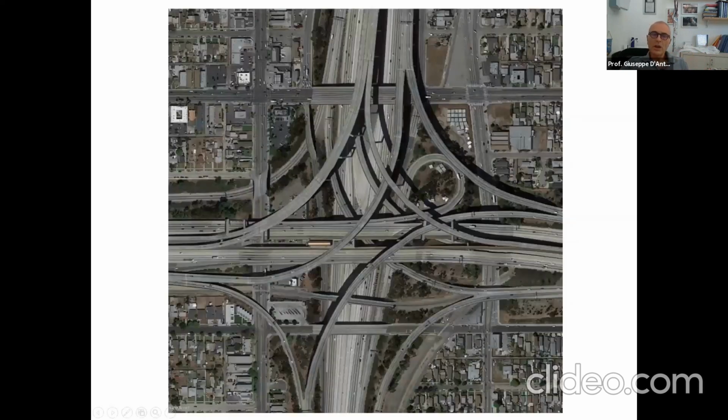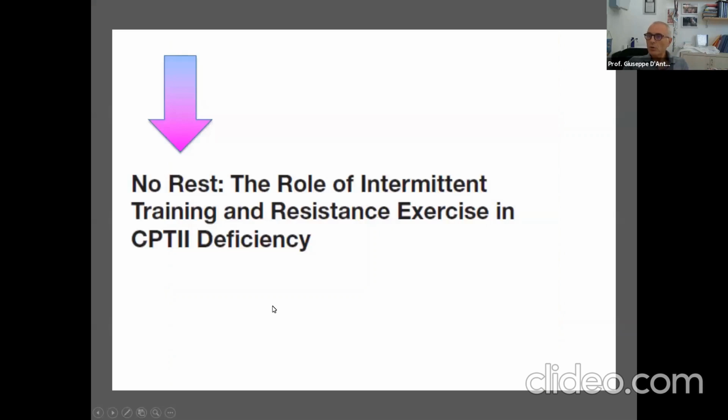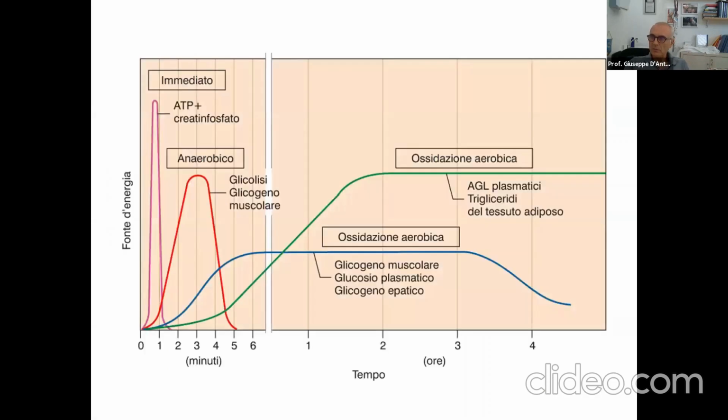So which are the intersections we propose between exercise and nutrition to promote health maintenance in these patients, and to consider CPT2 deficiency as a prototype to study other metabolic disorders, in particular lipid disorders. First of all, we propose no rest because we believe in the role of intermittent training and resistance exercise in this disease. We all know that the energy sources are used differently according to the duration and intensity of the exercise. If we consider a very short exercise at high intensity, we believe that fat utilization in this condition is the lowest possible.